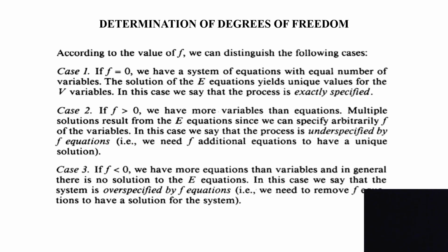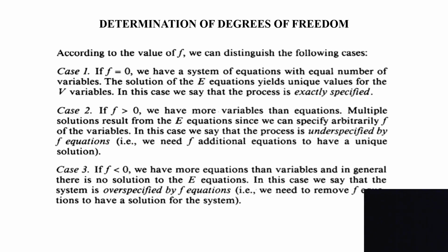And the last one is F less than 0, where we have more equations than variables. In that case, there is no solution, and we say the system is overspecified. You need to remove equations to arrive at a solution.